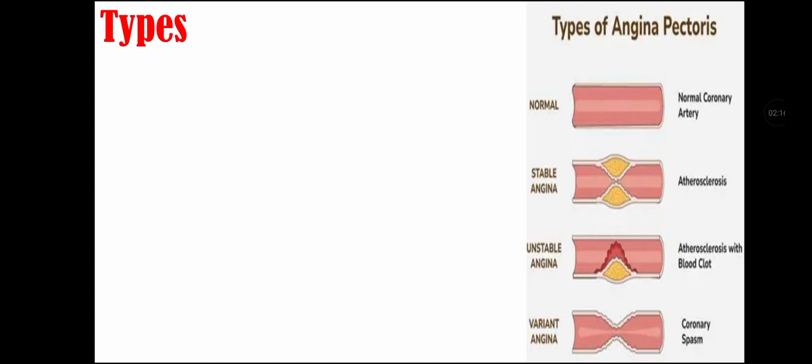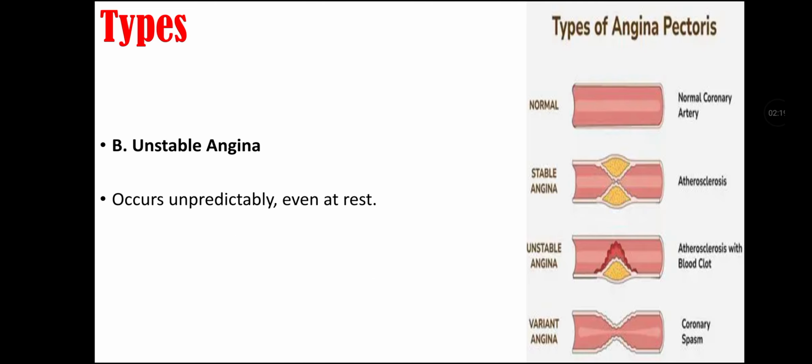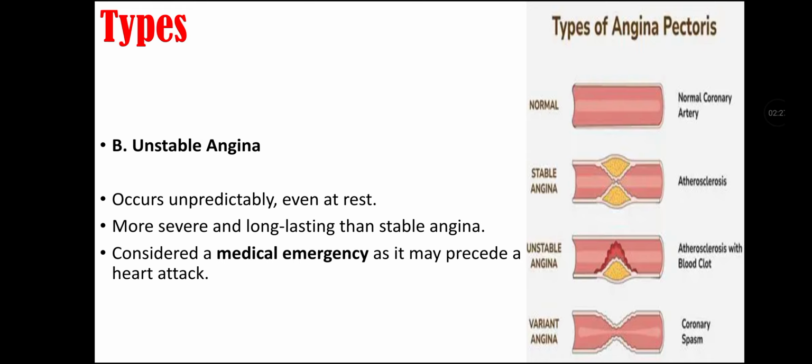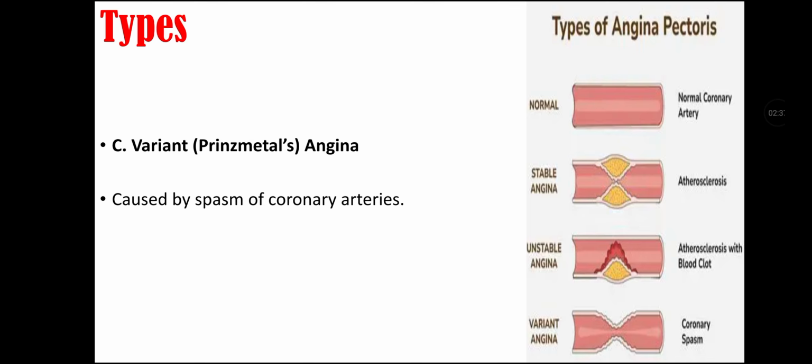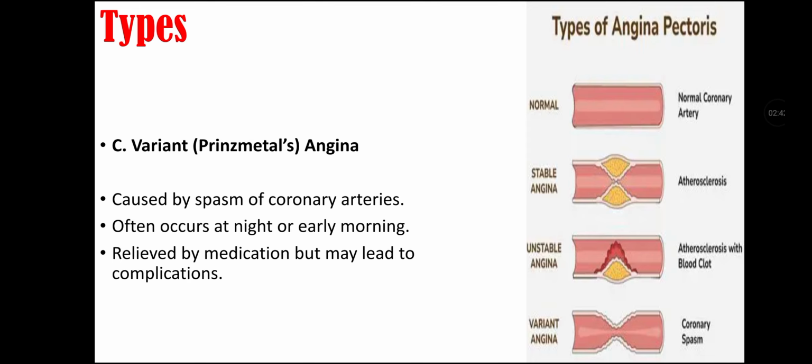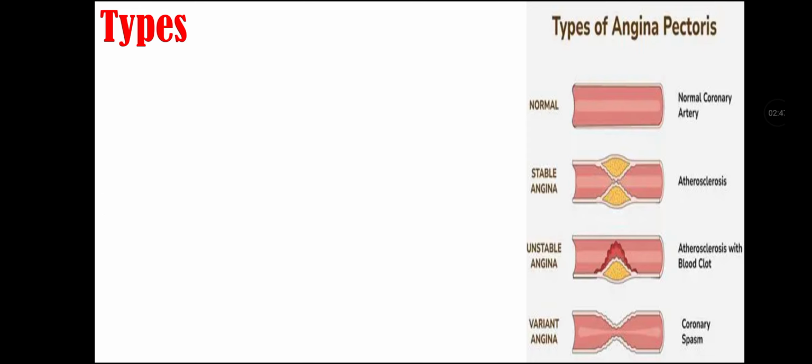The next type of angina pectoris is unstable angina. It occurs unpredictably, even at rest. It is more severe and longer lasting than stable angina. It is considered a medical emergency as it may precede a heart attack. The next type is variant angina, that is also called Prinzmetal's angina. It is caused by spasm of the coronary artery and it often occurs at night or early morning. It is relieved by medication but may lead to complications.